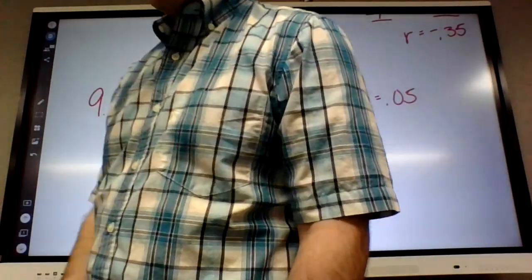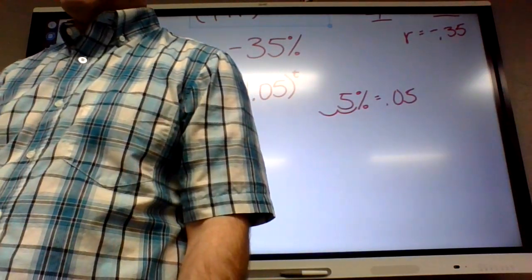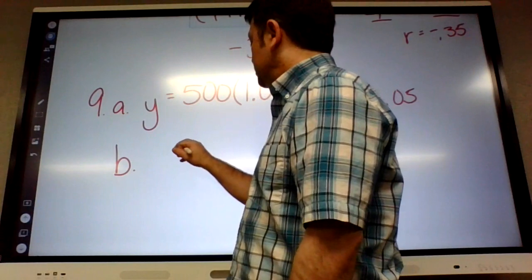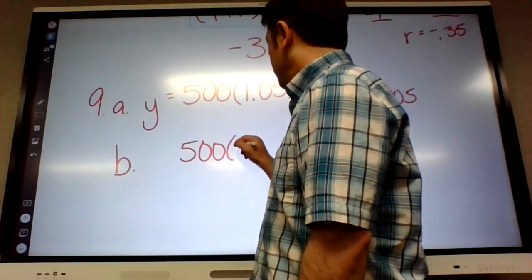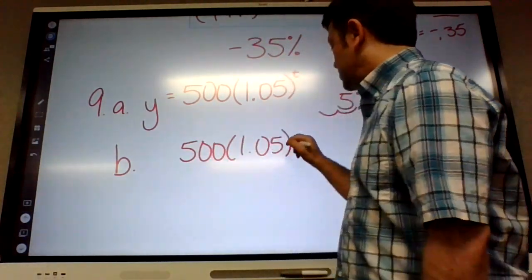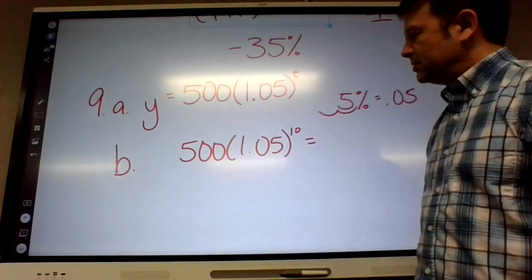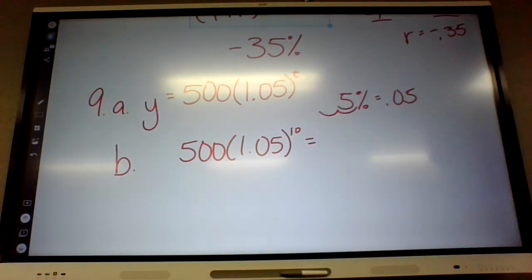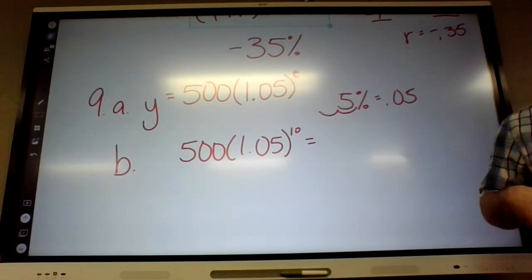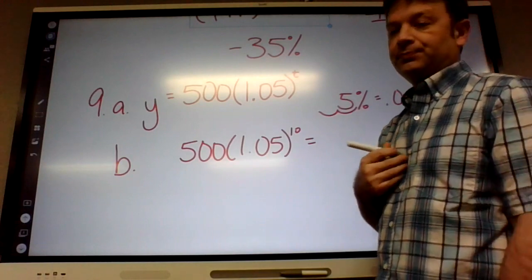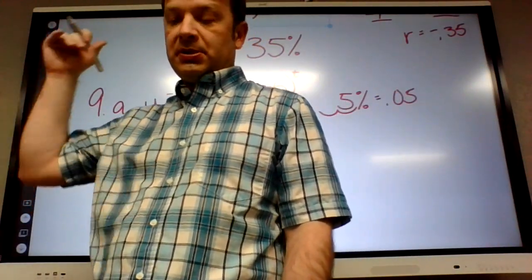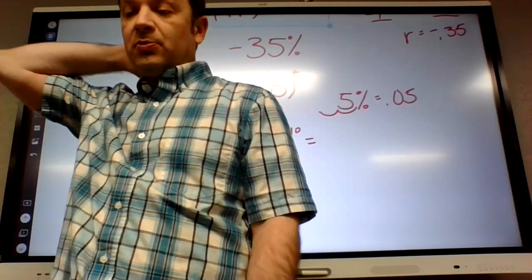And then for B, it says how many people will be there after 10 years. So you just plug in 10 for the time. And what might be a good place to round this to? If we're talking about people, maybe the ones place. Oh yeah, it says round your answer to the nearest person. So that would be the ones place.